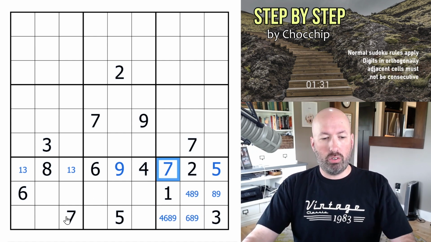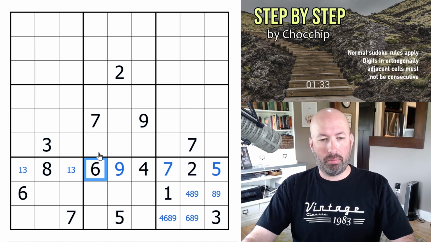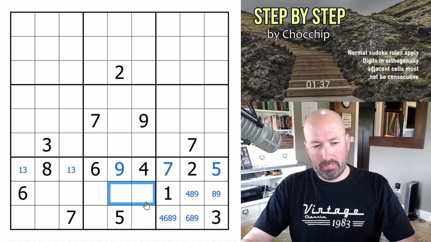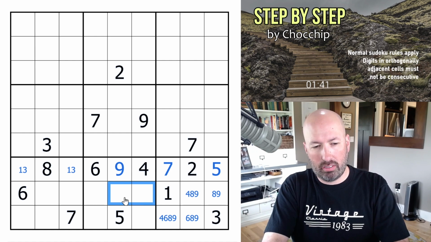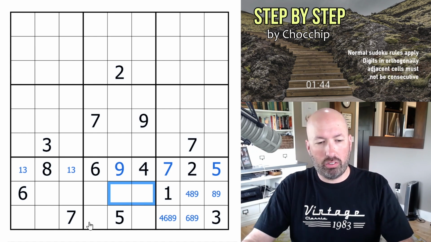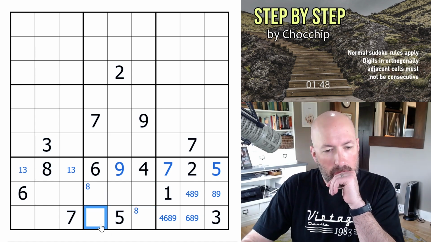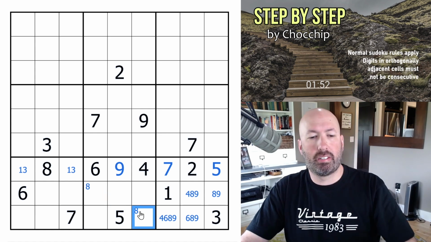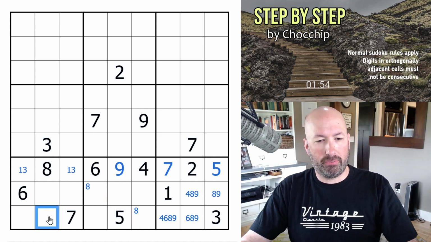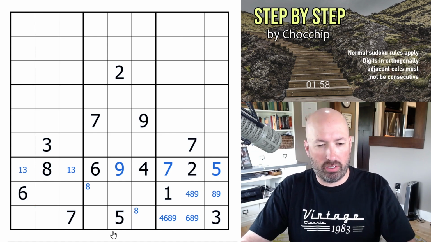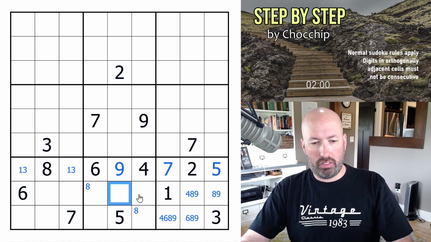Now, we do need to have a 7 in the middle here. It can't be by the 6, so it can't be there. So the 7's in one of those, but that just means that the 8 can't be in one of those either. The 8 also can't be down here, so the 8 is in one of those two. But we don't know much more than that yet. Okay, so where do we look next? That's the question. We know there's a 7 in here.